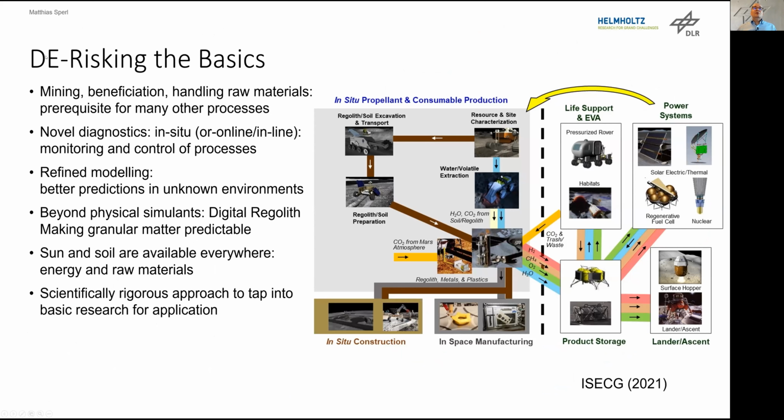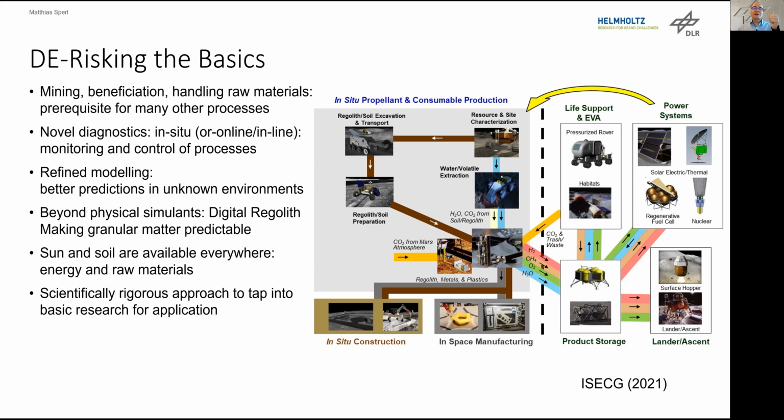So if you want to do mining, beneficiation, handling of raw materials as a prerequisite, if you want to do it more scientifically, doing calculation comes in handy. You can either do better calculations or you have novel diagnostics that allow you to do in situ, or as the industry people call it, online or inline measurements. And both of those can also be funded by very big kinds of funding budgets, because this is also what industry wants. They want to do numerical predictions of their models.